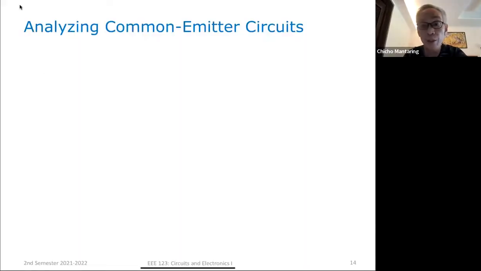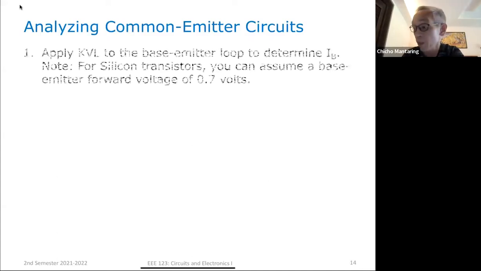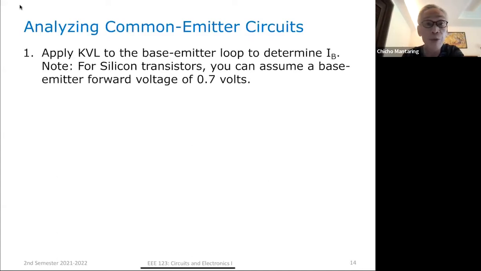So let's continue what we were discussing last time. We were talking about BJTs, or bipolar junction transistors. I'm going to repeat something that I already mentioned last time, and these are the steps in analyzing a common emitter transistor circuit. So just go through this again.